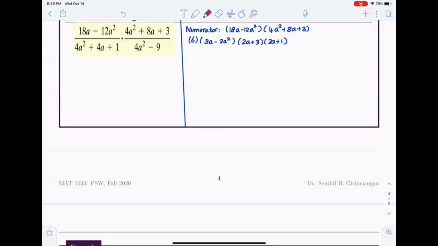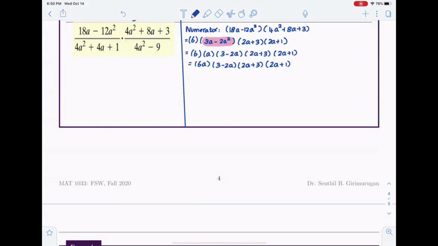Now, in that term, we have a in common, so I can pull that out. So 6 times a times 3 minus 2a multiplied by 2a plus 3 times 2a plus 1, which would simply be 6a times 3 minus 2a times 2a plus 3 times 2a plus 1. Now moving on to the denominator.